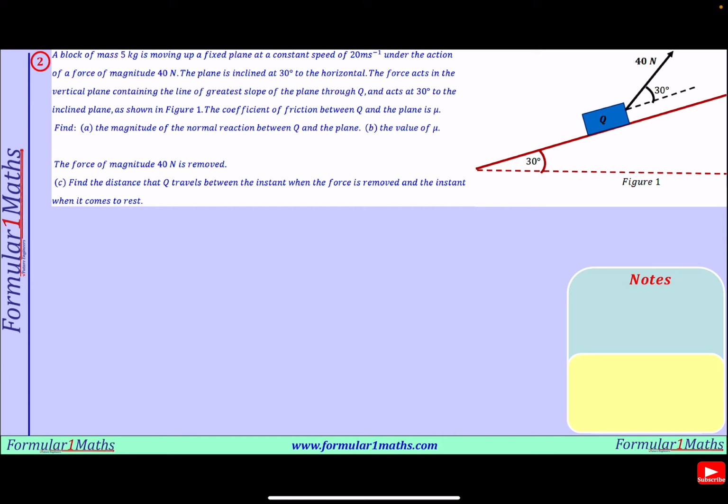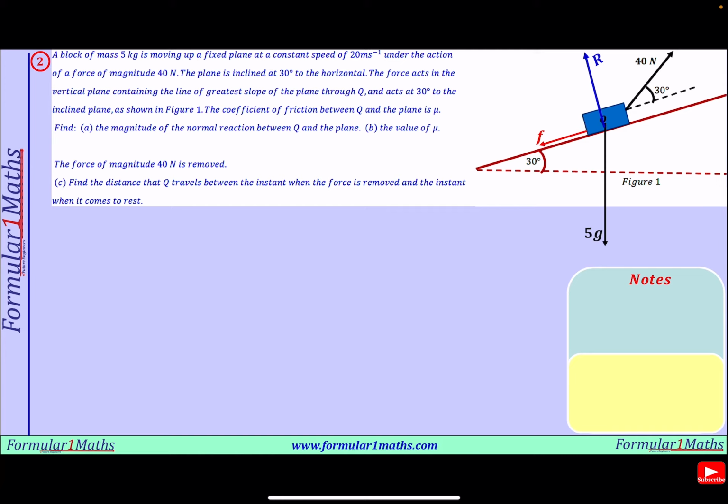Find the distance that Q travels between the instant when the force is removed and the instant when it comes to rest. So, we need to put in our forces that are not already on the diagram. First, we have the weight of 5g acting vertically. We have the reaction force R acting perpendicular to the plane. And we've got a frictional force opposing the motion and therefore acting in the opposite direction.